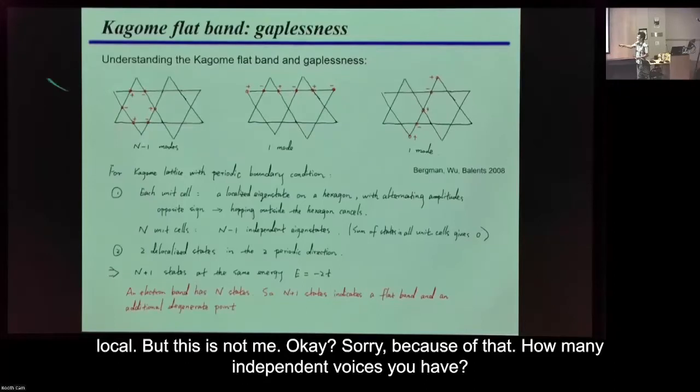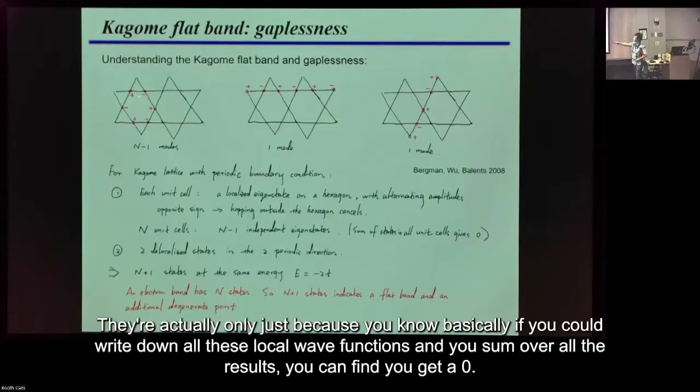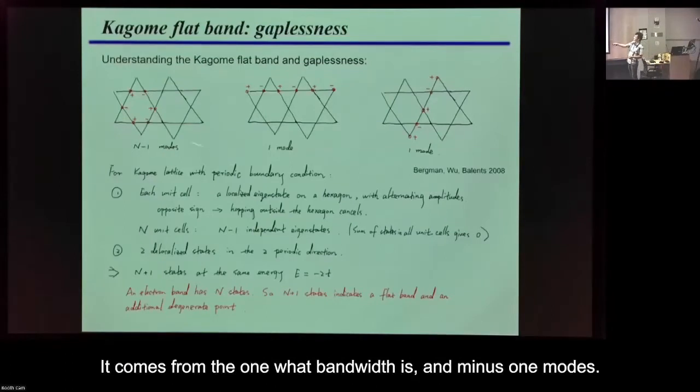If you look at how many independent wave functions you have, with n unit cells, there are actually only n minus one independent eigen wave functions. That's because if you write down all these local wave functions and sum over all the unit cells, you get zero. So there is one eigenstate which is dependent on the other n minus one modes. That means you can't construct a band with these n minus one modes, because an electron band should have exactly n states.